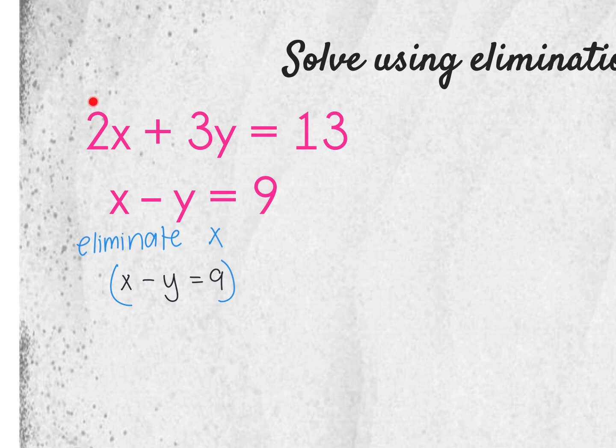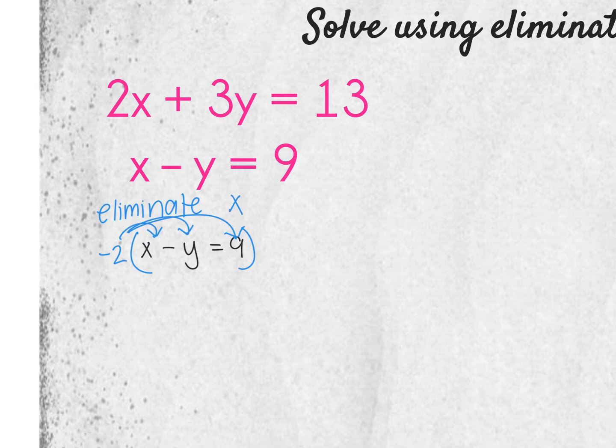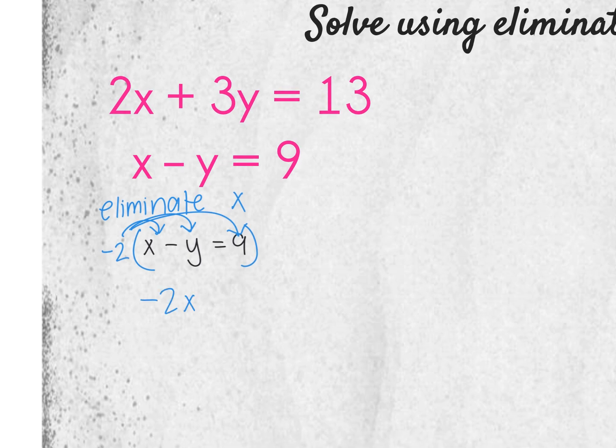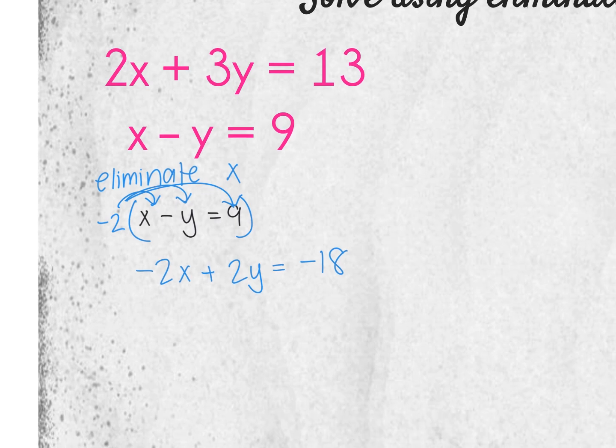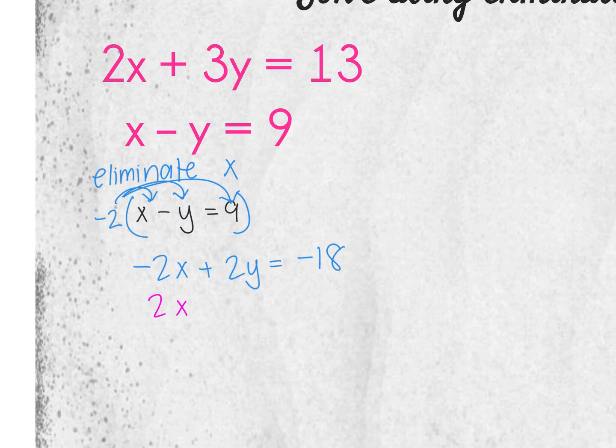So think of inverse operations. To eliminate this, I have to get a -2. So on both sides I'm going to multiply by -2. Once I multiply everything by -2, I'm going to have -2x plus 2y equals -18. Once I got that, I'm just going to bring my first one down. So now when you're looking at it, you can see that I could eliminate.